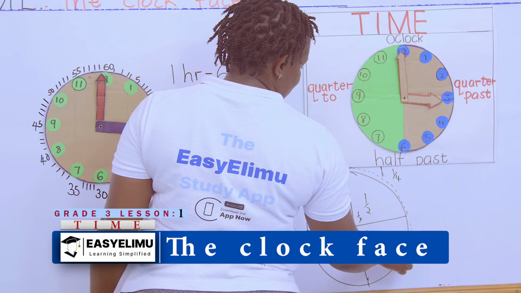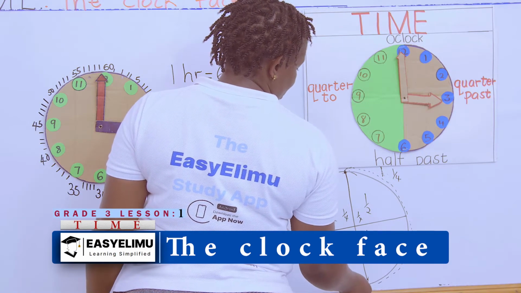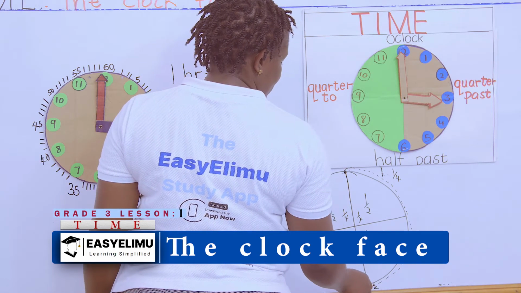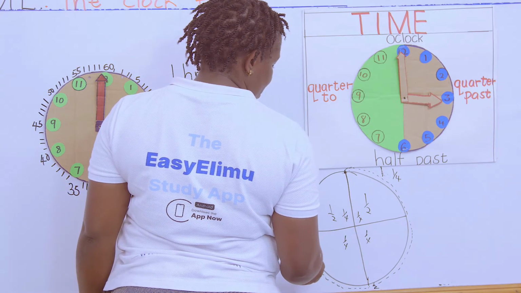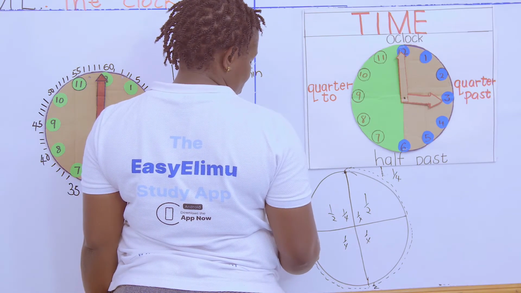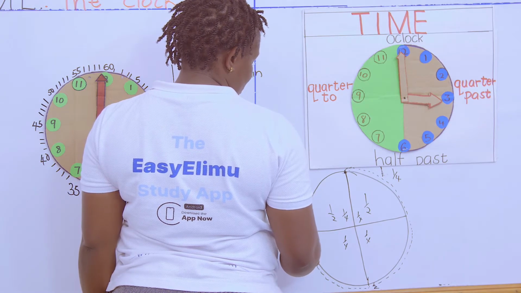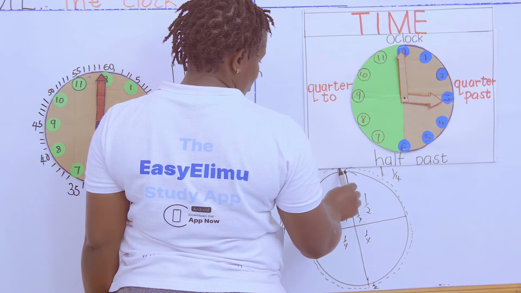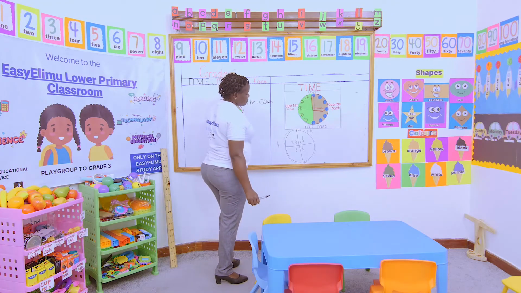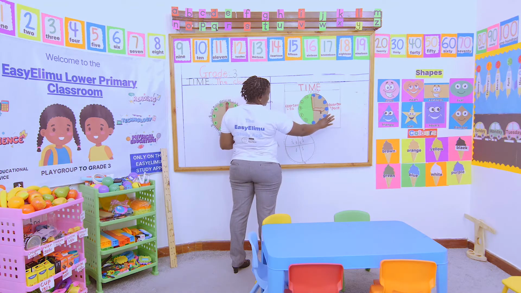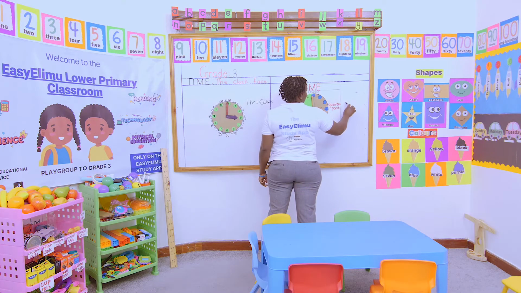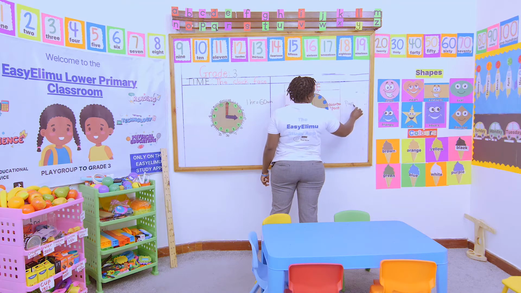Then again, I cover another quarter, but when I reach here, it will have covered what? A half. Then I move. I have now covered a half and another quarter, which becomes three quarters. So it becomes a quarter remaining to reach the 12. Are we together? So what happens? Any time that is on this side, in that past, we are talking about past the hour. It has passed the hour.